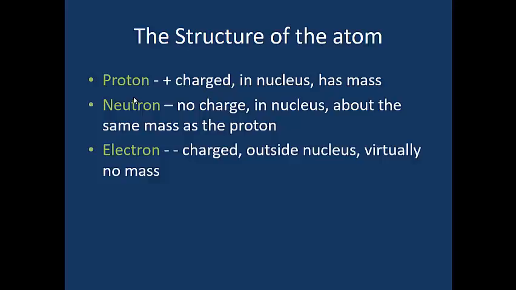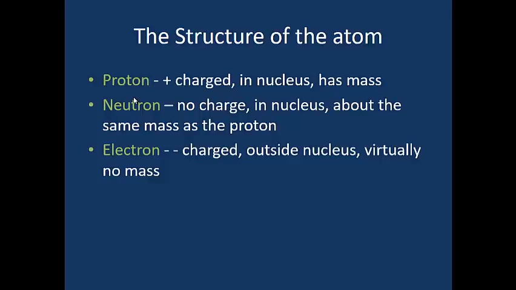It's in the nucleus, and it does have mass. Its mass is about 1 AMU. The neutron is also easy to remember because N, neutron, neutral. So it even sounds like the word neutral. It's also in the nucleus, and it's about the same mass as the proton. So they're both quite large in relation to the electron.